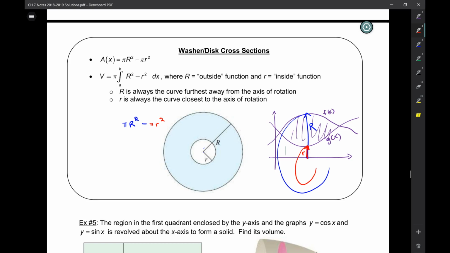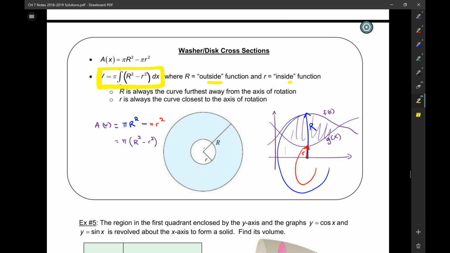Okay. So now, if this is A, can I factor out a pi? I can. And then I just get big R squared minus little r squared. And if that's the area and I want to integrate the area, then what I get is what it looks like here. So volume is pi times the integral of big R squared minus little r squared. Big R is the outside function, little r is the inside function.